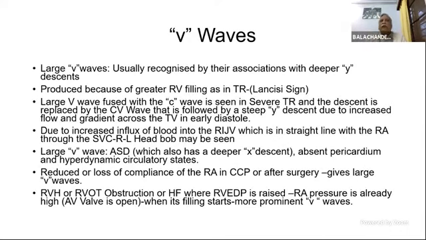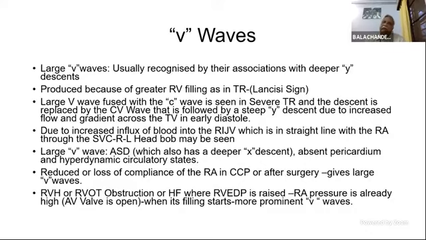So when you go to the large V waves, there is a greater RV filling and a deeper Y descent, and this is called the Lancisi sign. These large V waves are fused with the C wave and cause a CV wave. And there is an increased influx of blood into the right internal jugular vein.